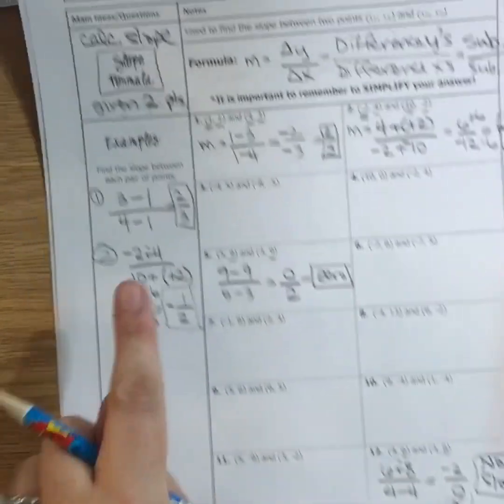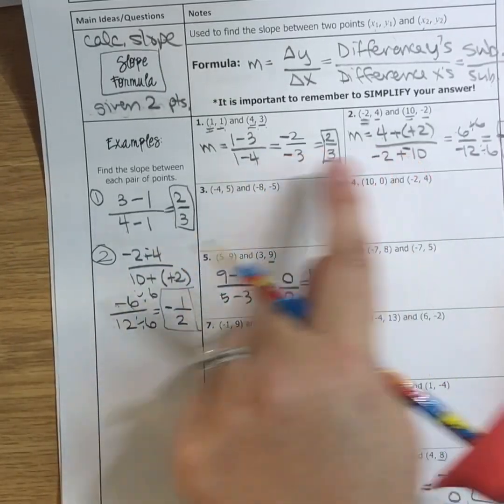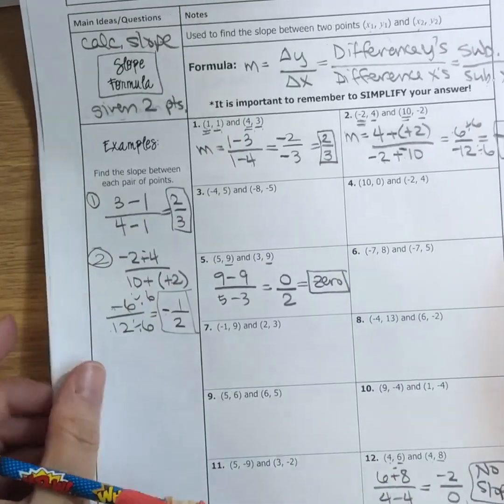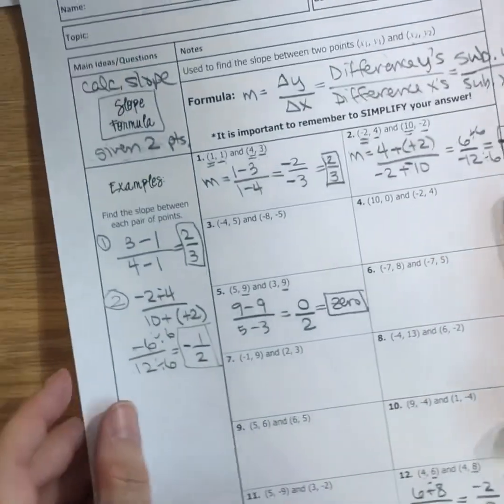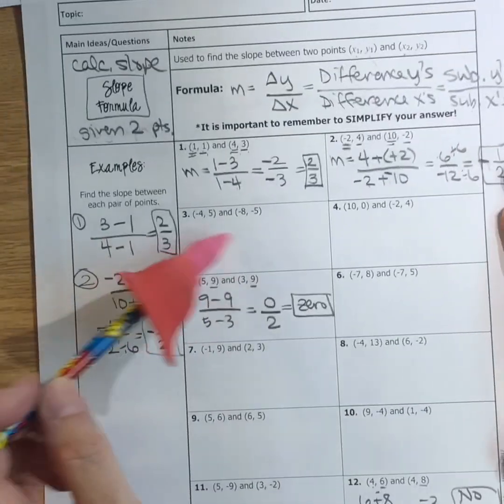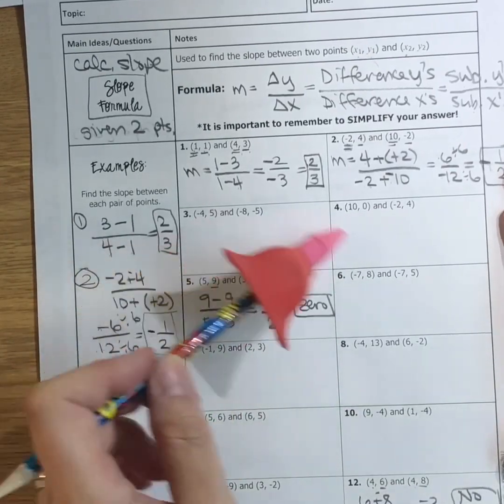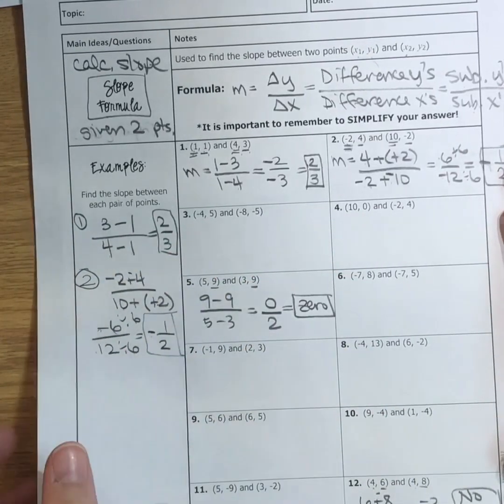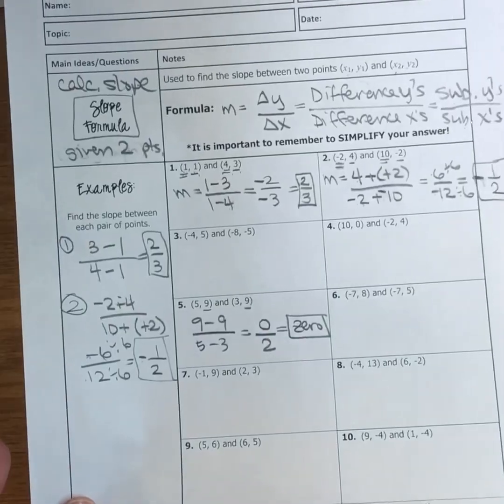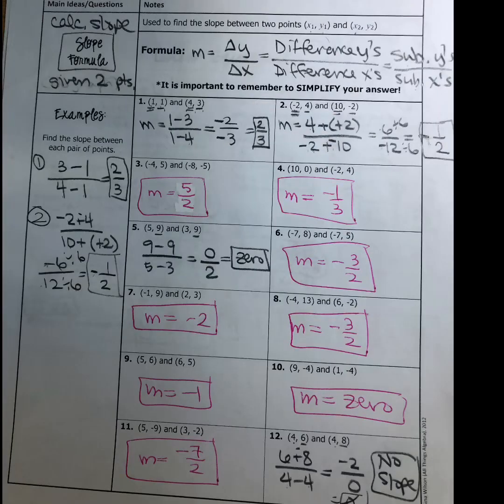So it would have been the same thing going from the second point minus the first point. I'm just not going to do that. I did problems 1 and 2 in both directions. But what I want you to do is go ahead and stop the video and find your slope for the problems I didn't do. Okay, and then pause the video and check.